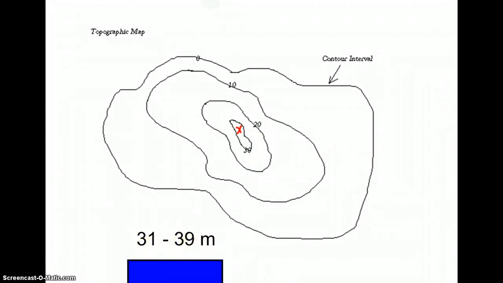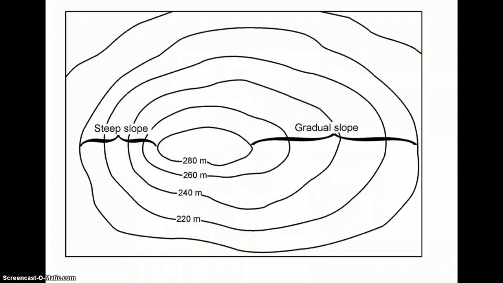Now, if you were asked to determine the highest possible elevation, you would go with the 39 meters. That is the highest that this hill could possibly be. Let's look at another one.